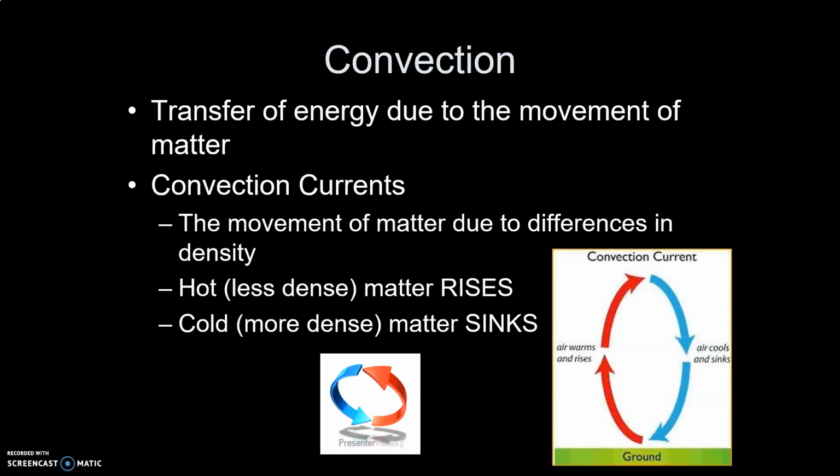Convection is the transfer of energy due to motion or movement of matter. And generally it goes in the form of a convection current. So the movement of matter is going to be due to differences in density. Hot or less dense matter rises. Cold, more dense matter sinks. So essentially hot air rises, cold air sinks.